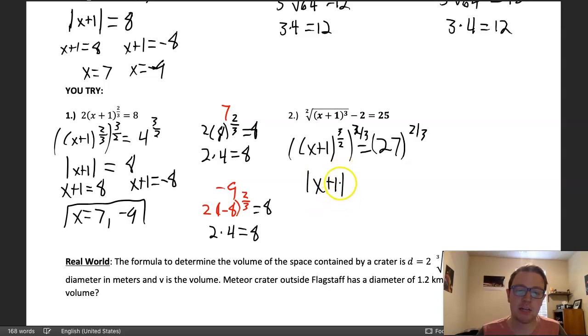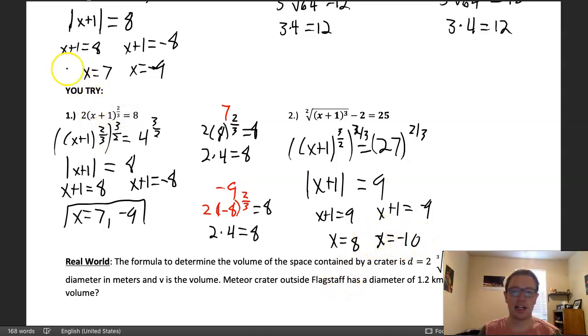When we do that, it'll cancel out on the left-hand side. Because we had an even part of our power, it's x plus 1 is equal to, now the cubed root of 27 is 3, or when we put this into our calculator, we'll see that this is 3 squared, or 9. Meaning that our solutions are going to be x plus 1 is equal to positive 9 or negative 9. And the values we have to check are 8 and negative 10.